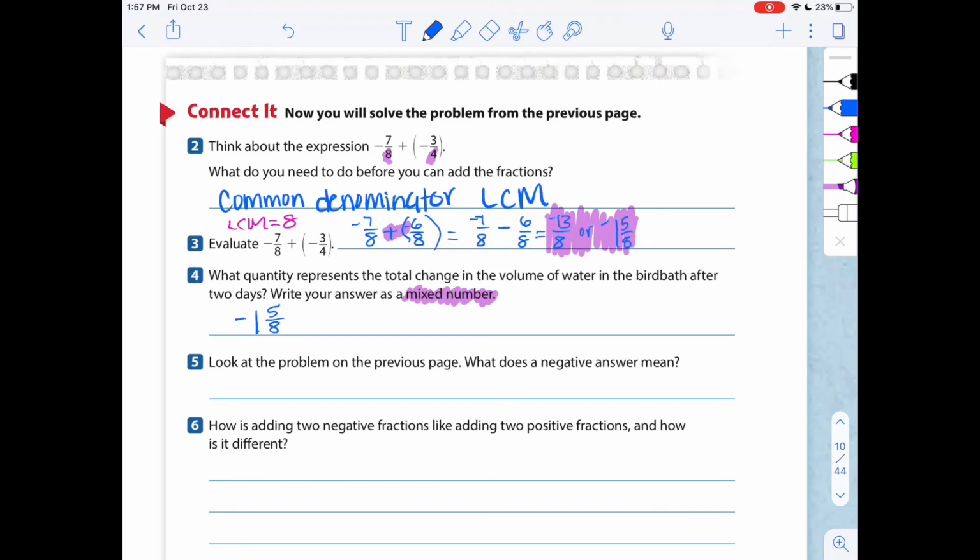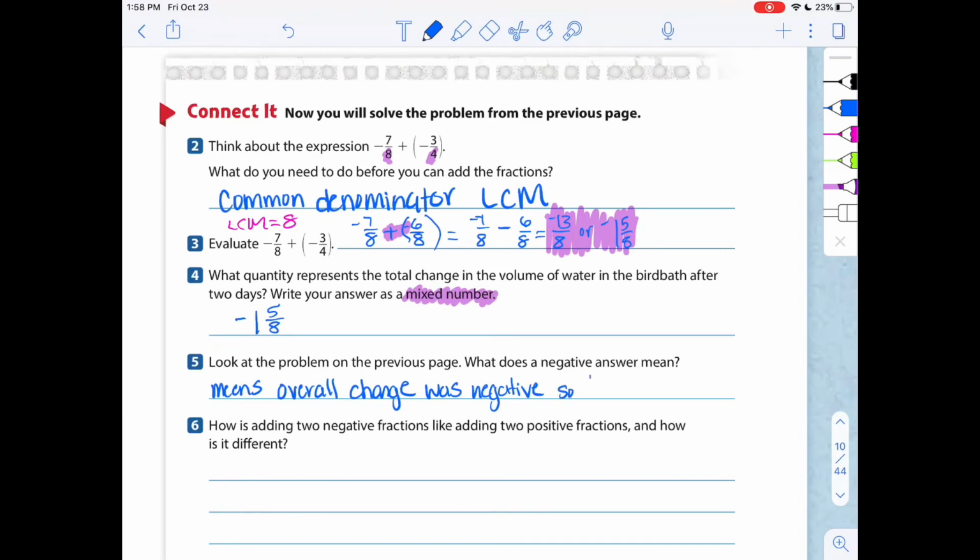Look at the problem on the previous page. What does a negative answer mean? So remember, when we talked about that word decrease, we talked about that's why those numbers are negative. So that means the negative answer, so that means the overall change, because that's what we found. When we added those two numbers together, we found how it changes over those 2 days. So that overall change was negative. Our final answer where we added those was negative.